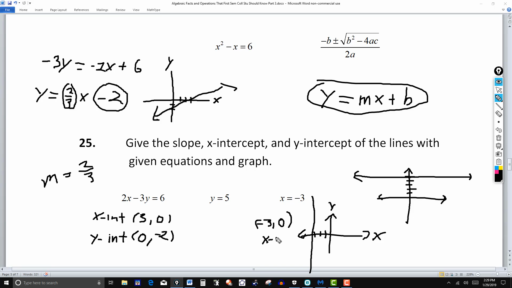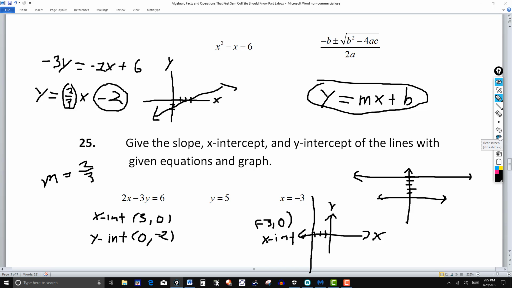And the slope is undefined. Okay? So horizontal lines have a slope of 0. Vertical lines have a slope that is undefined. Okay, let's clear this here. Again, pause the video as you need to.